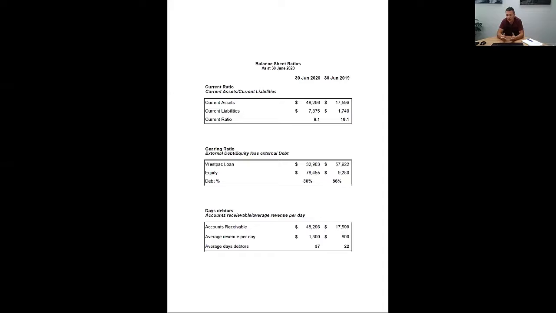And so this one has a 30%. My figures are not right, I've plugged in the wrong numbers, and the 86% in June 19, that'll be setting off alarm bells for me. The 30% is a really good figure. So 30 to 50% is what I'd like to see within a gearing ratio on a small business.